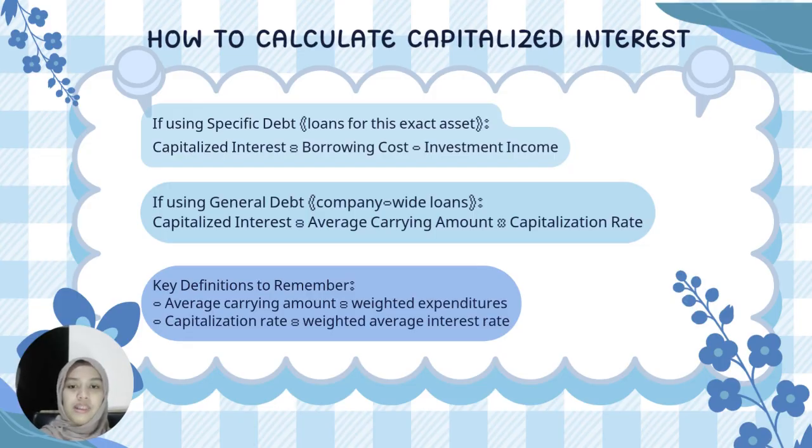The second method is general debt. General debt means the company does not have a special loan. The company uses its regular loans that already exist. The formula is capitalized interest equals average carrying amount multiplied by capitalization rate.